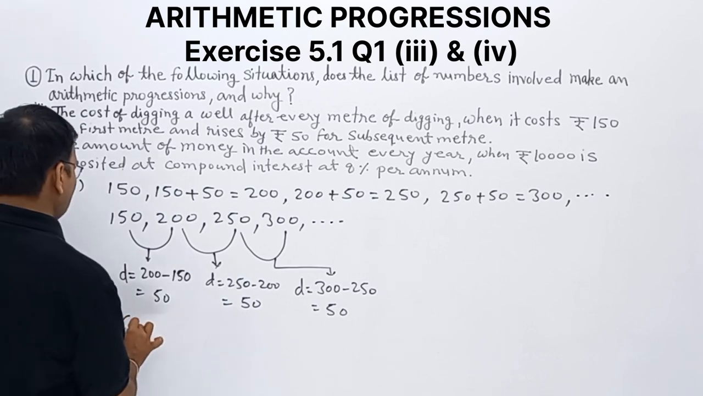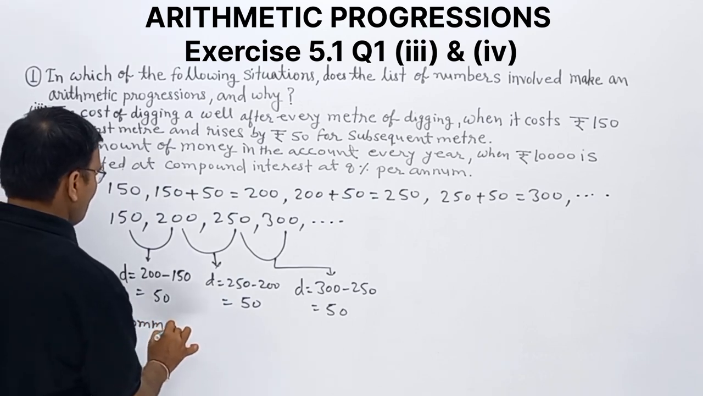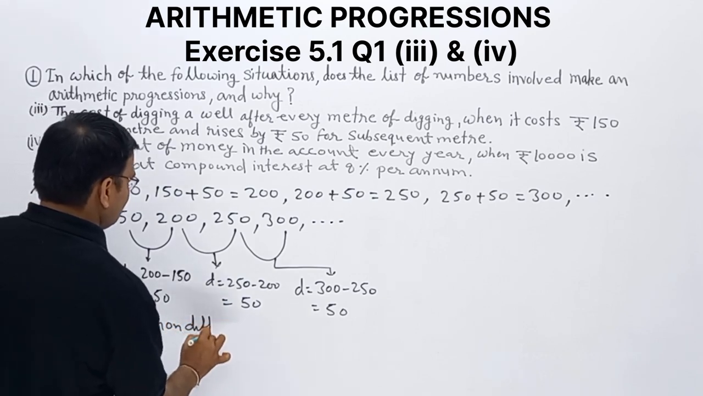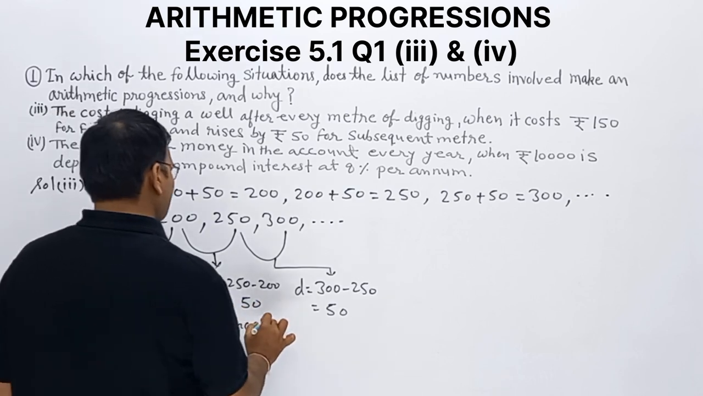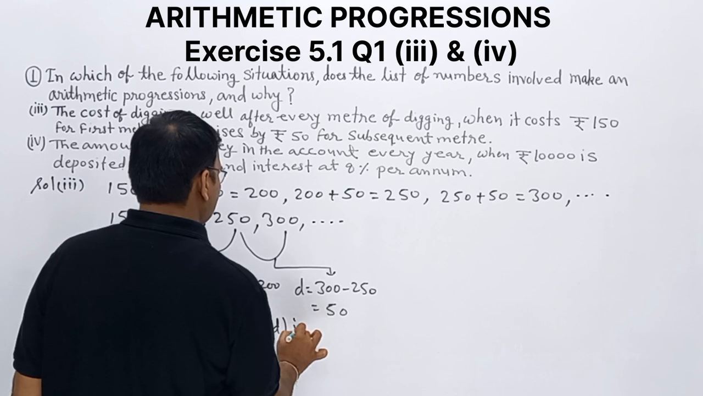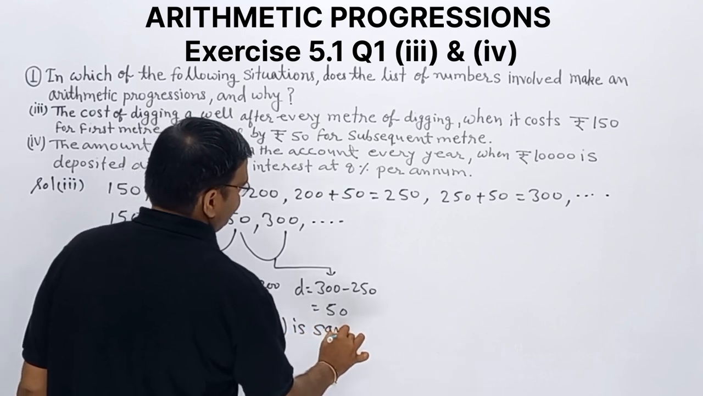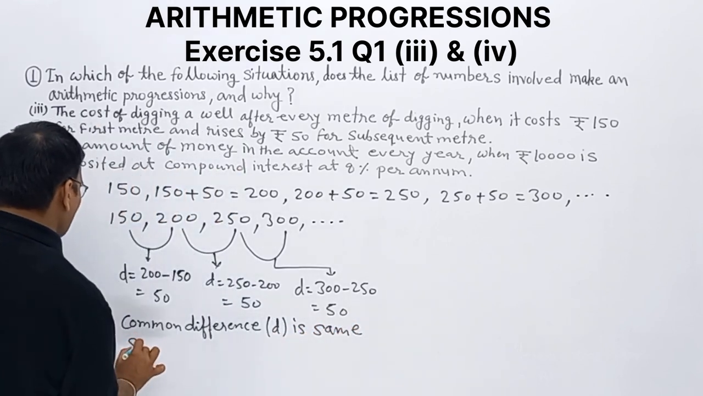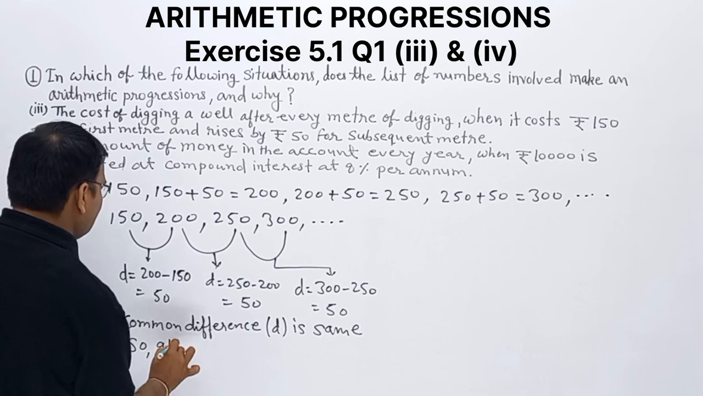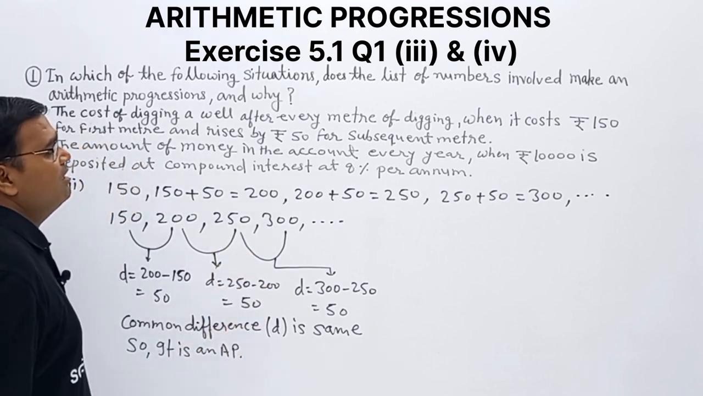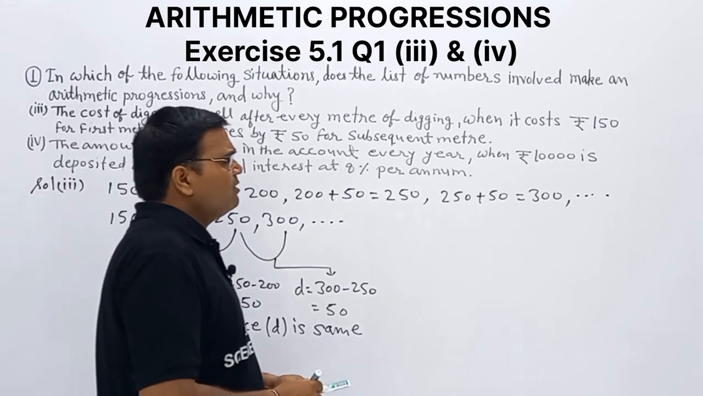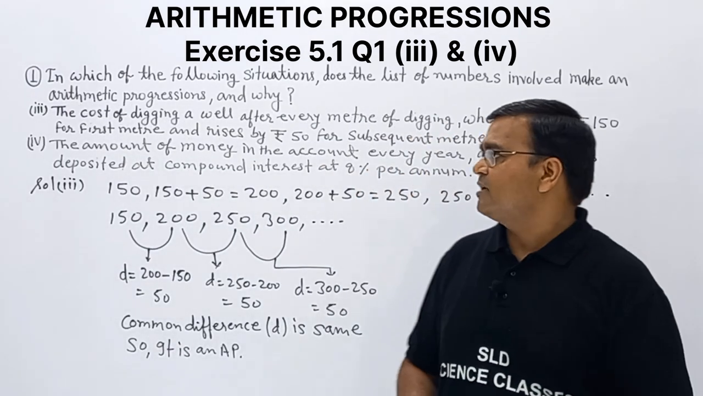So the common difference is the same. Common difference d is the same, so it is an AP. So the given sequence is an AP. Simple question, we can easily understand.